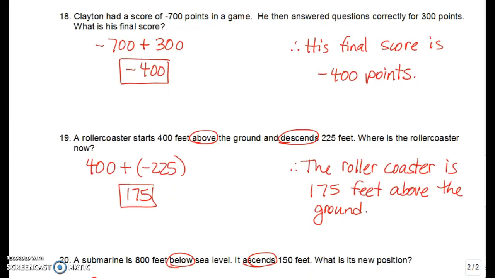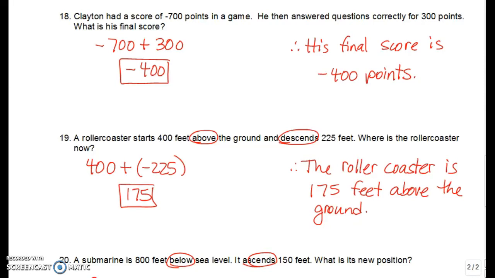Okay, so welcome back. Here are the answers to number 18 and number 19. I want to call your attention to number 19. Really, number 19 is a subtraction problem. Descend means to take away, but we're turning this into an addition problem. 400 plus negative 225 is 175, and then that's a positive 175. So in our answer, we say the roller coaster is 175 feet above the ground.